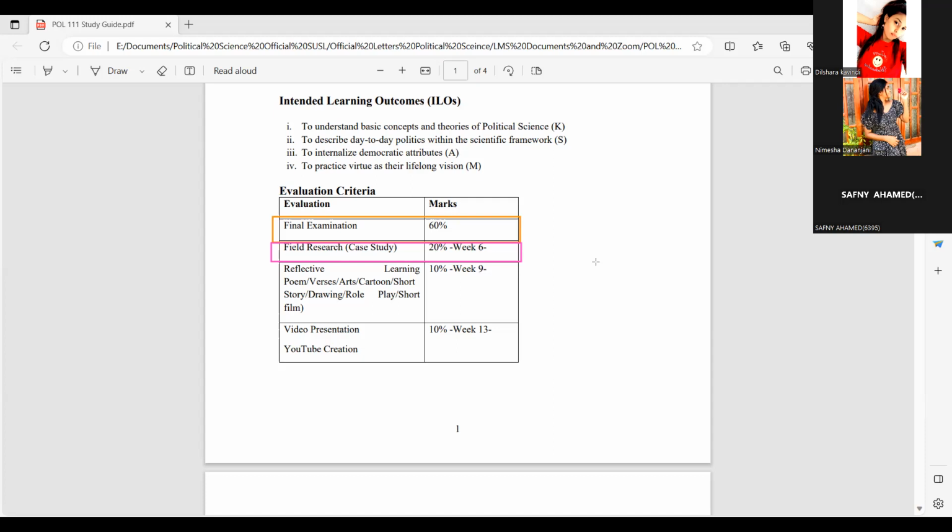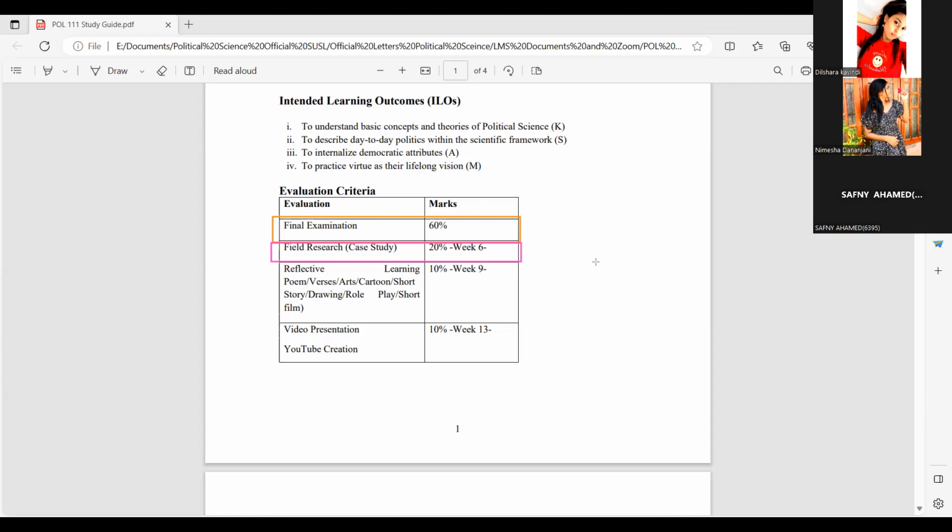Then after, you have to do a video presentation, and you have to create your own YouTube channel, and upload your video presentation and also your reflective learning to your own YouTube, and you can share these things with us, right? It would be very interesting, very practical, very creative work.